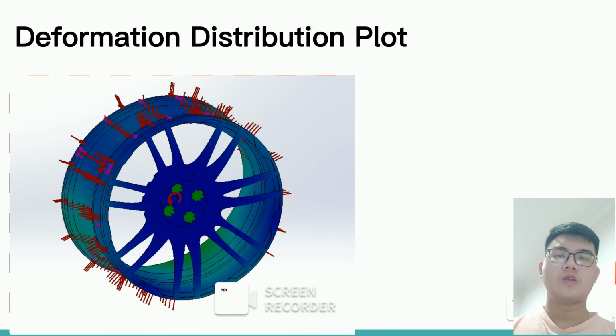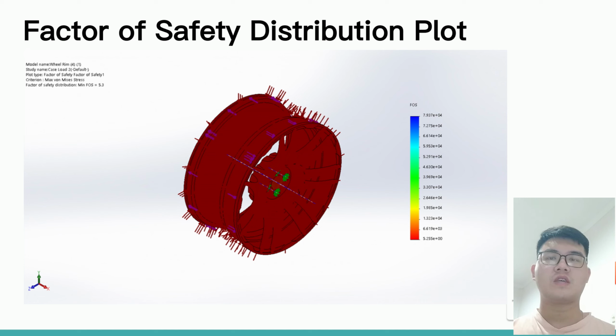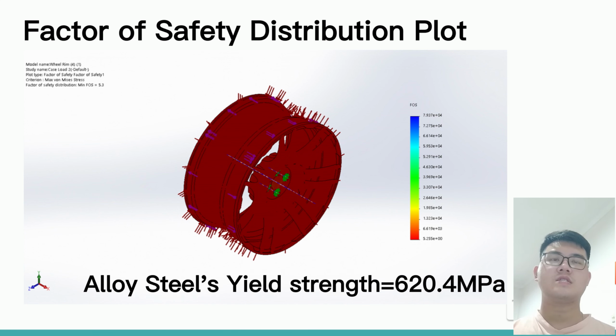Lastly, we're going to look at the factor of safety distribution plot. In order to obtain the factor of safety, we apply the formula, which is yield strength divided by the maximum stress of the model. In this case, we apply the same material as load case 1, which is alloy steel with 620.4 megapascal. As you can see, the whole structure is in red with a factor of safety of 5.255.